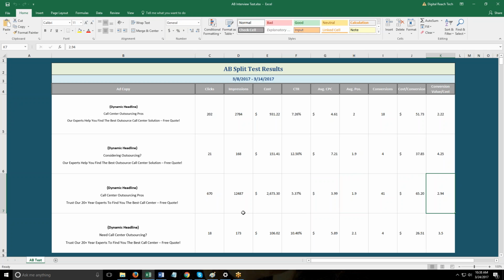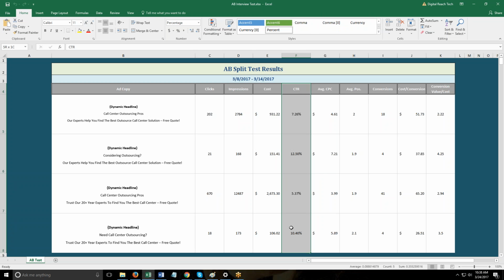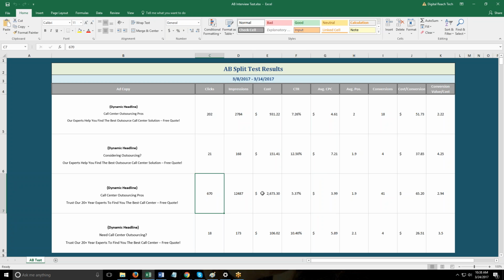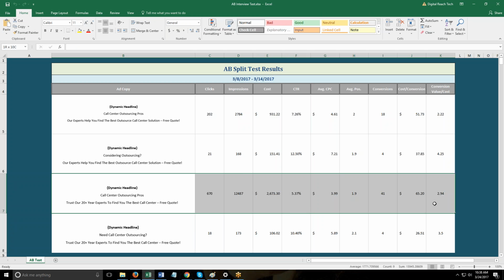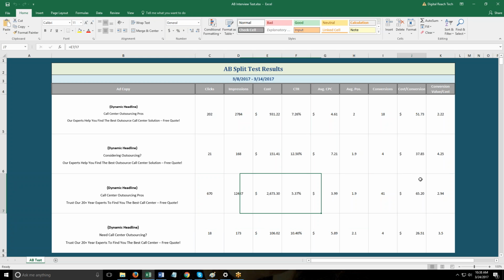It has a decent conversion value divided by cost. It does have the best cost per click. The click-through rate is actually the worst overall, which is our most important metric. We do have statistically significant data on it, which is really nice, but you can see how by just looking at one variable here, it doesn't tell the whole story. So that's a little bit about cost per conversion.